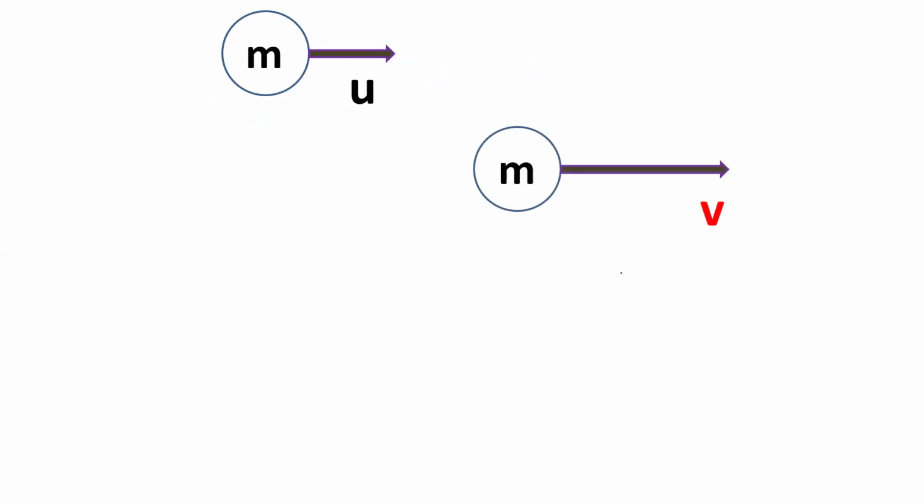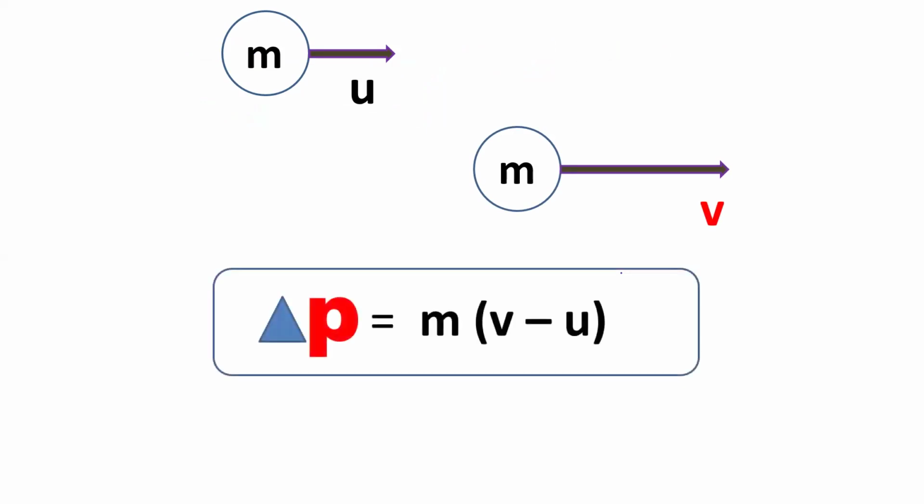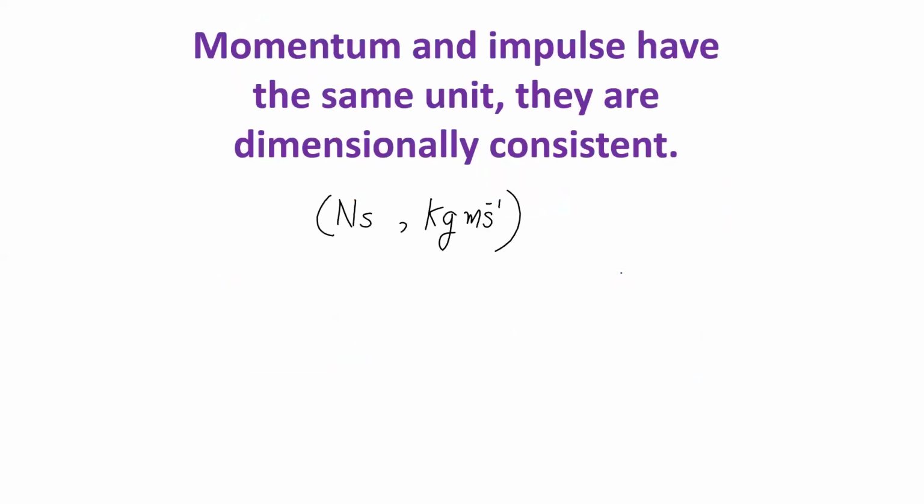Look at this. Mass has a velocity u. The velocity becomes v. Look at the formula. Impulse delta p is equal to m bracket v minus u. So give the heading impulse and copy down the formula. Now, momentum and impulse have the same unit.